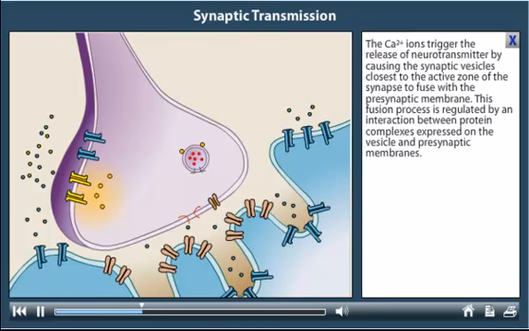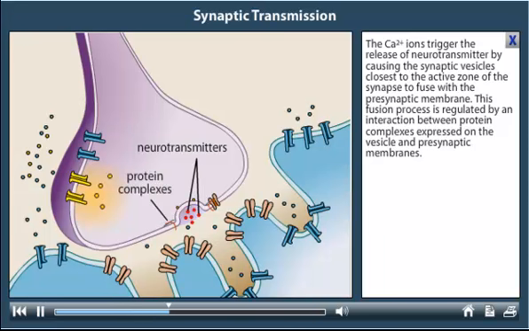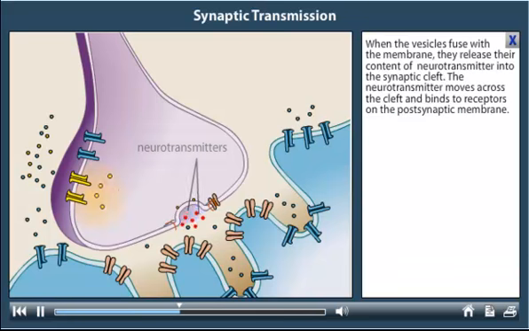The calcium ions trigger the release of neurotransmitter by causing the synaptic vesicles closest to the active zone of the synapse to fuse with the presynaptic membrane. This fusion process is regulated by an interaction between protein complexes expressed on the vesicle and presynaptic membranes. When the vesicles fuse with the membrane, they release their content of neurotransmitter into the synaptic cleft.